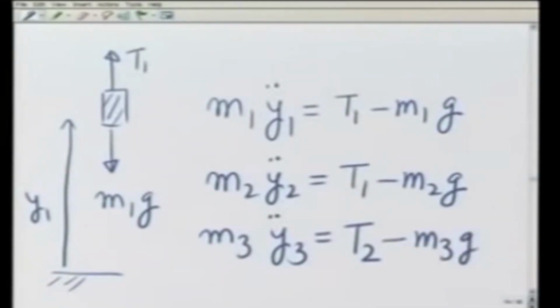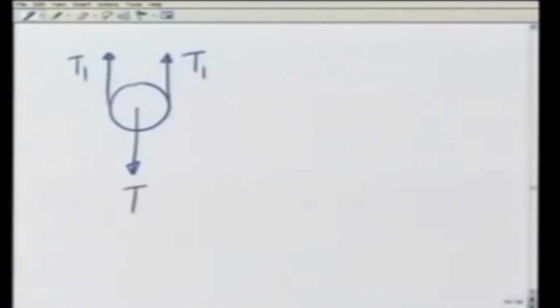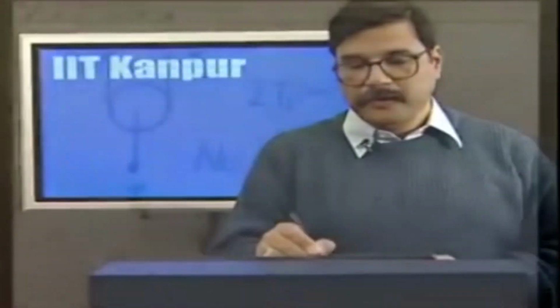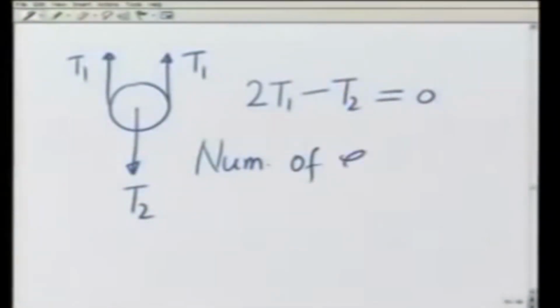The fourth moving part is the pulley itself, and for that the forces pulling it up are T1 on both the sides and tension T2 in the middle. Since the mass of the pulley is 0, therefore I am going to have 2 T1 minus T2, which is the net force, that must be equal to 0. You see, I have gotten 4 equations of motion. So number of equations is 4. How about the number of variables?